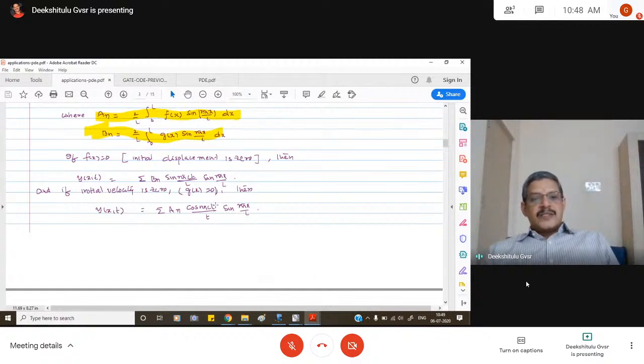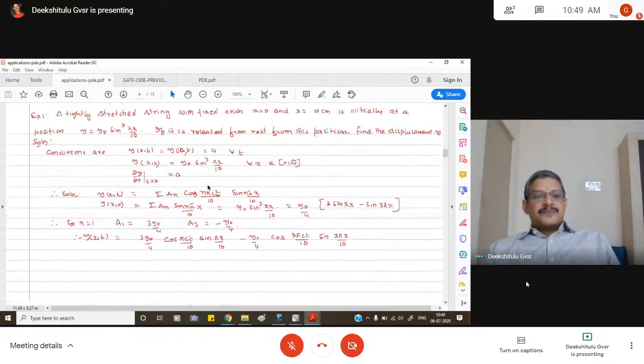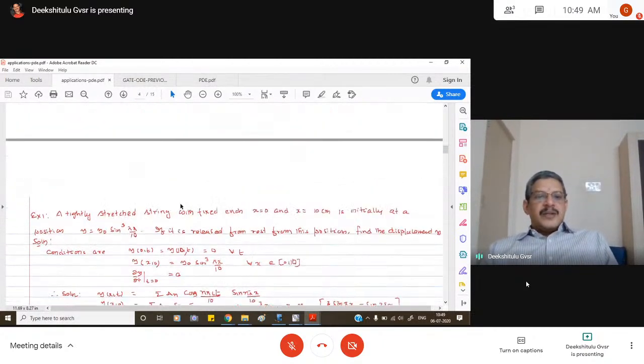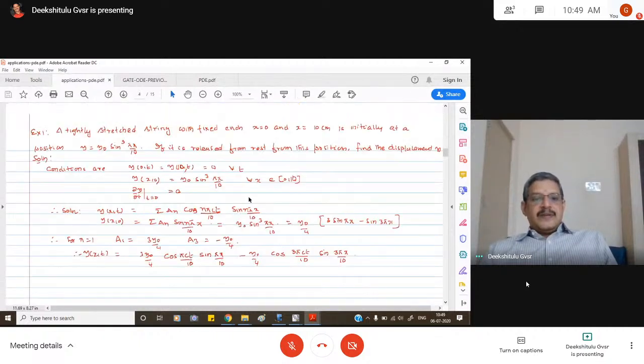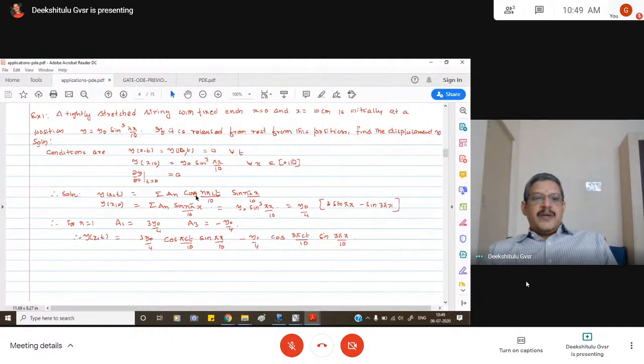So whenever g of x is 0, we have the solution y of x, t is equal to sigma a n cos n pi c t by L into sin n pi x by L, where a n is given by 2 by L integral 0 to L f of x sin n pi x by L dx. So this is what we have.